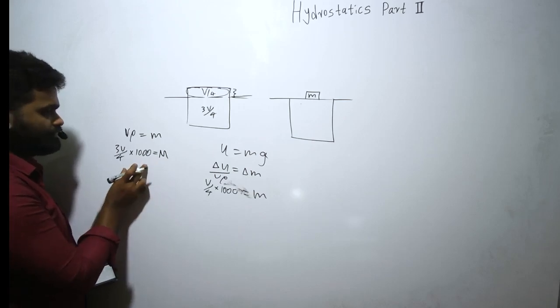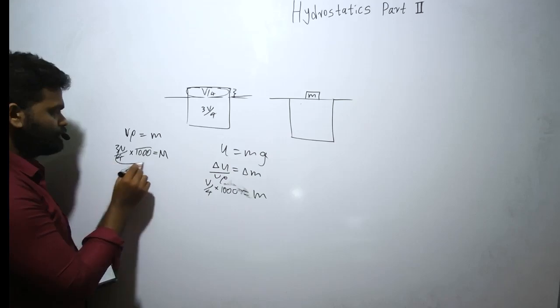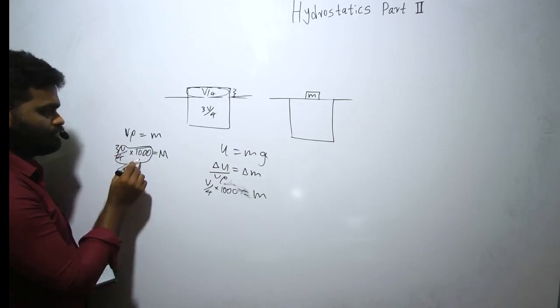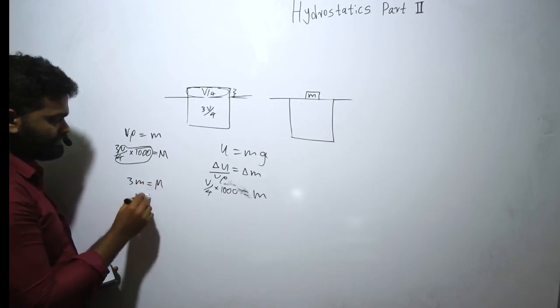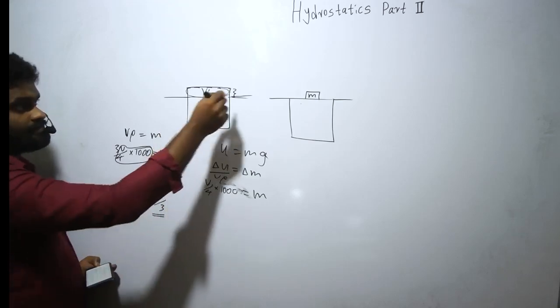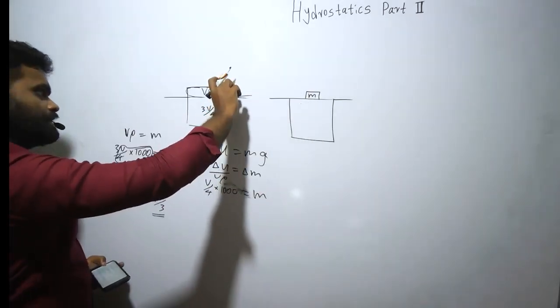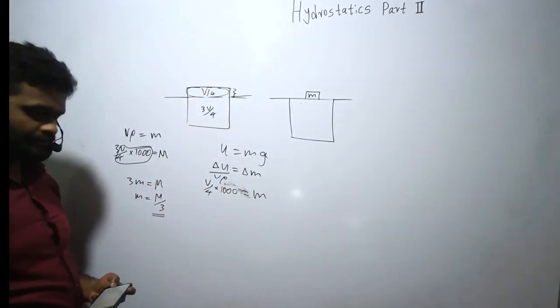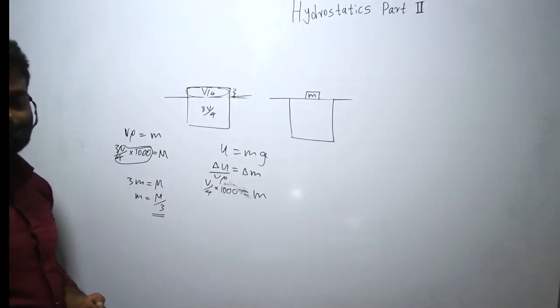So when you compare these two, you can see that rho and V over 4, what's the value of that? It is small m, right? So 3m equals capital M. So the small m is equal to capital M over 3. So that is the weight to be placed on here. So this fully sinks, just fully sinks. So the answer should be the first one there.